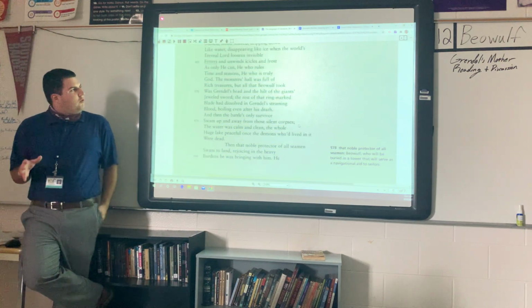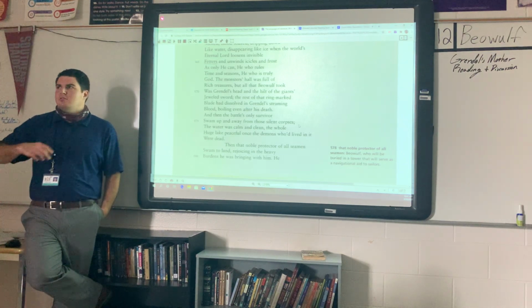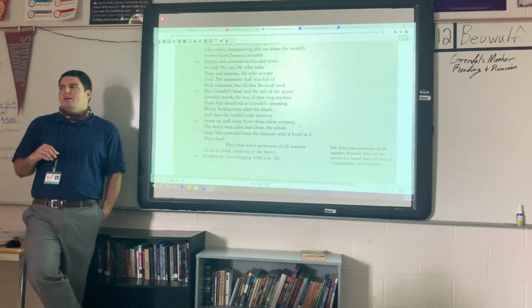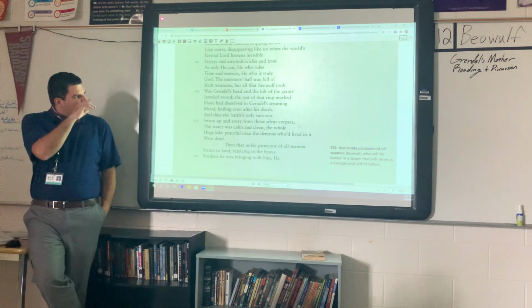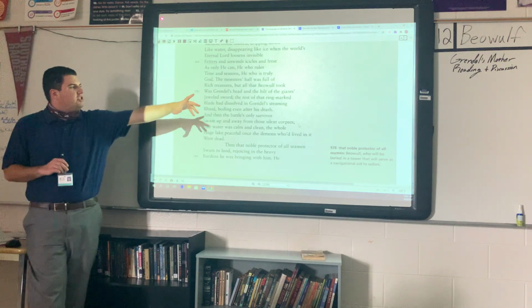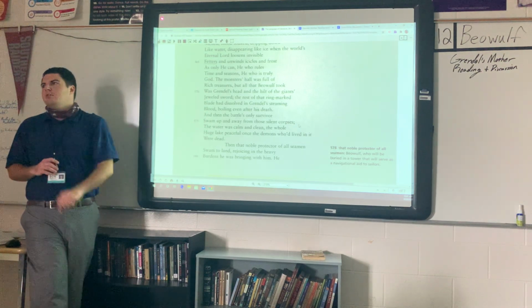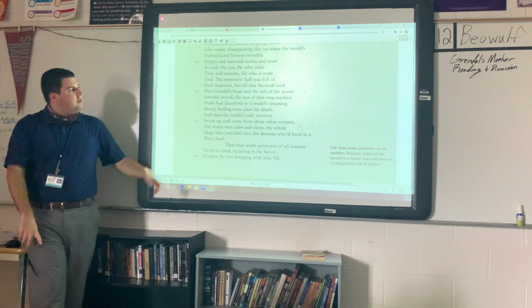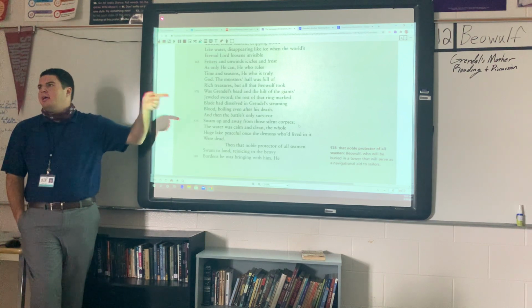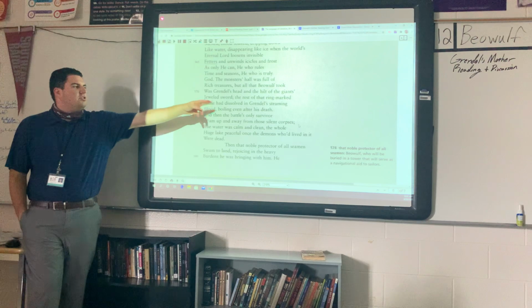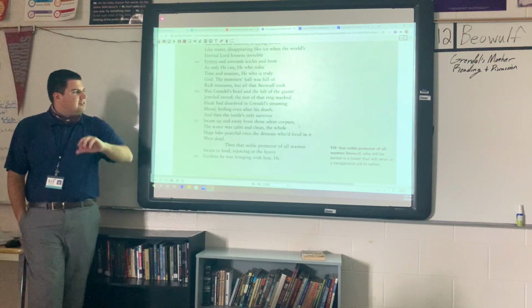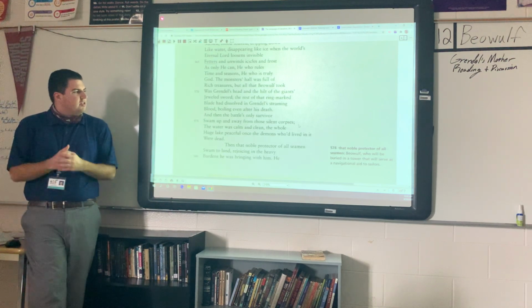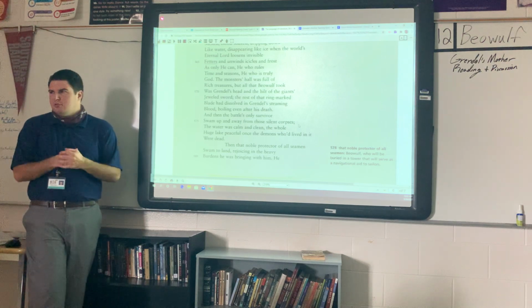So Beowulf is looking around this treasure hall down there where Grendel's mother was. The monster's hall is full of rich treasures, but all that Beowulf took, he took two things with him, was Grendel's head and the hilt of the giant's jeweled sword. The rest of that blade had dissolved in Grendel's steaming blood, boiling even after his death.